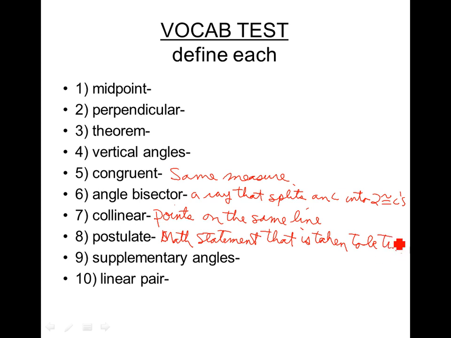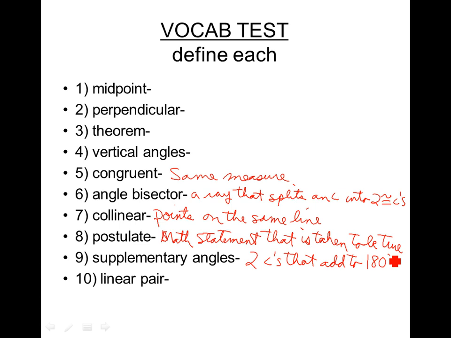A math statement that's taken to be true. Supplementary angles: two angles whose sum equals 180. Two angles that add up to 180 degrees.